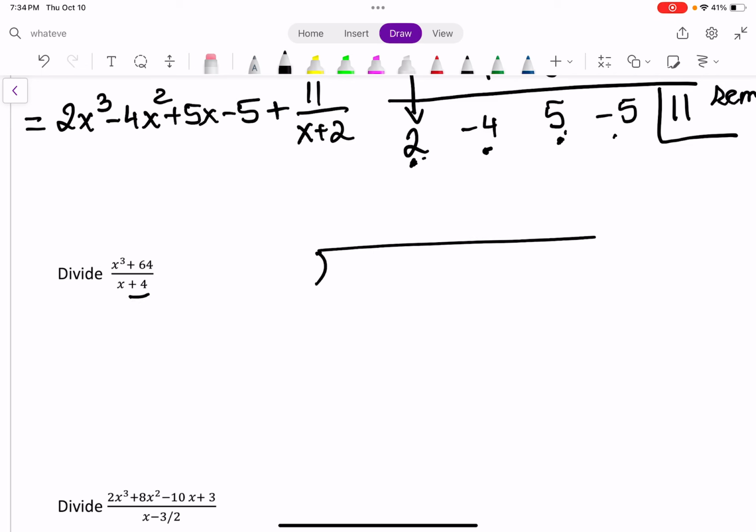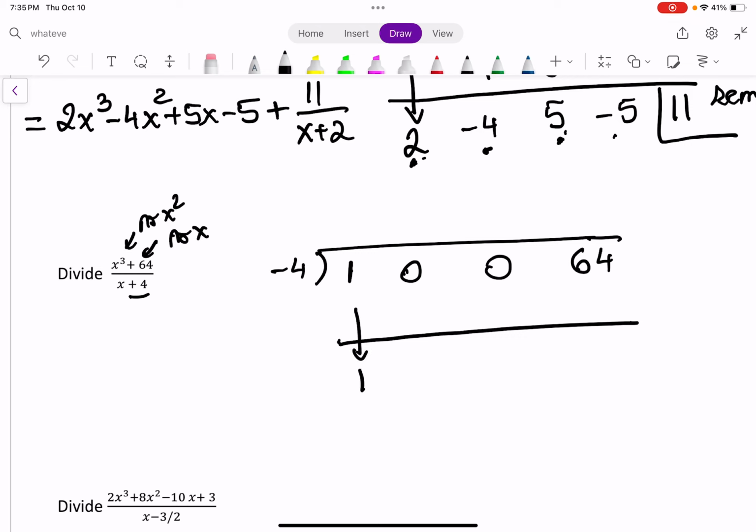Now at the front, I'm going to put a -4. Inside, I'm going to put a 1 for the x cubed, no x squared, no x. So x squared is missing. The x to the 1 is missing. So that's why we have 0 for both those places.